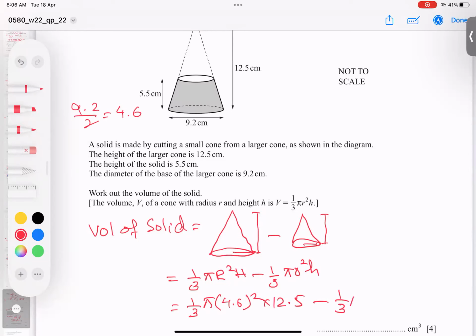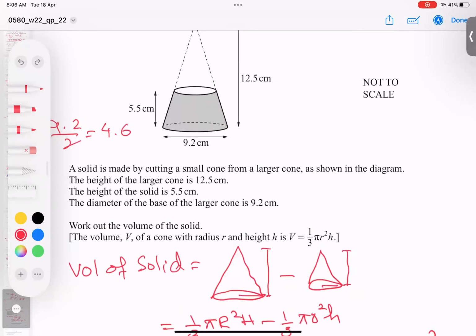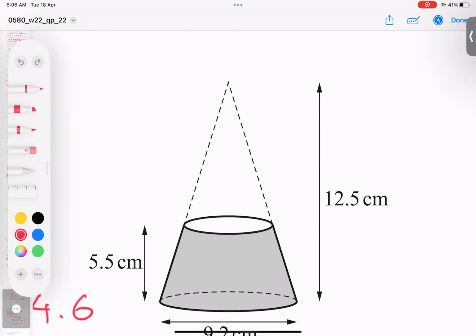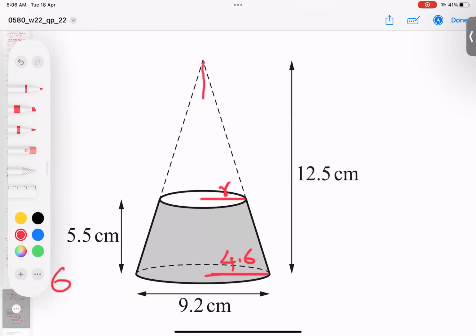For the smaller volume, when I apply the formula, I'm stuck here. The reason is I don't have two things: the radius of the smaller and the height of the smaller. So where are the height and radius of the smaller? Have a look. This is the radius of the smaller, whereas the radius of the bigger is 4.6. I will use the similarity idea here because you can see that I am getting two similar triangles.